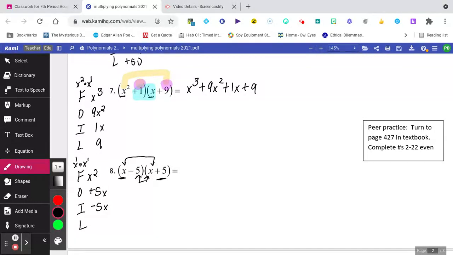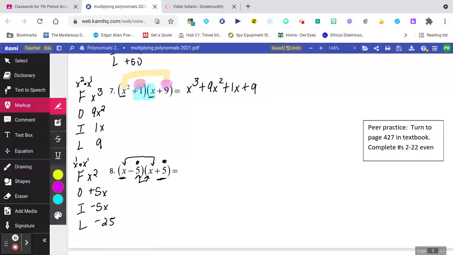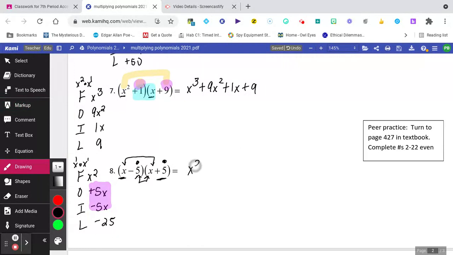And what's last in each set? Last here is negative 5. Last here is positive 5. It's negative 25. And yes, I do have like terms. These two are like terms, and they cancel each other. So my answer is x squared minus 25.